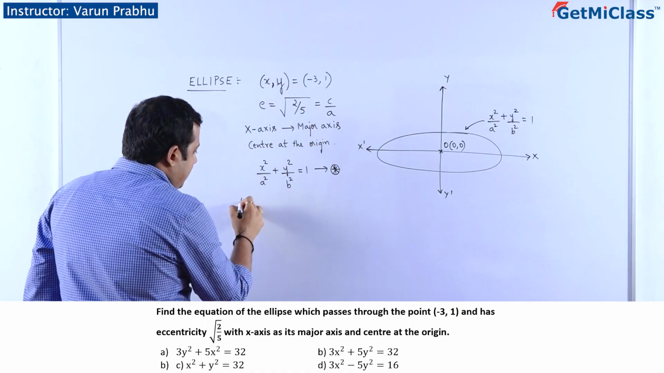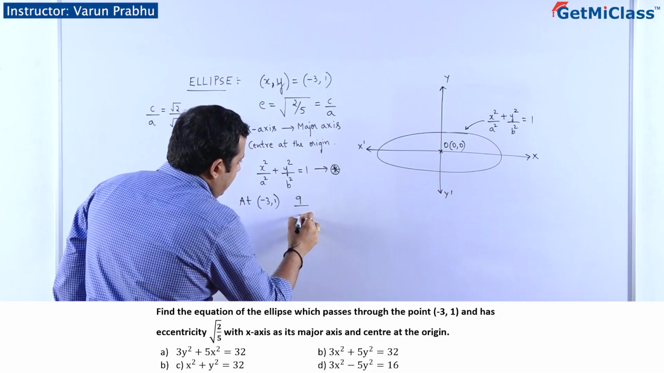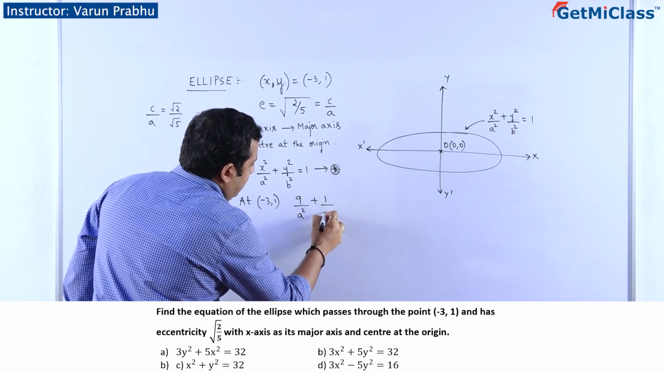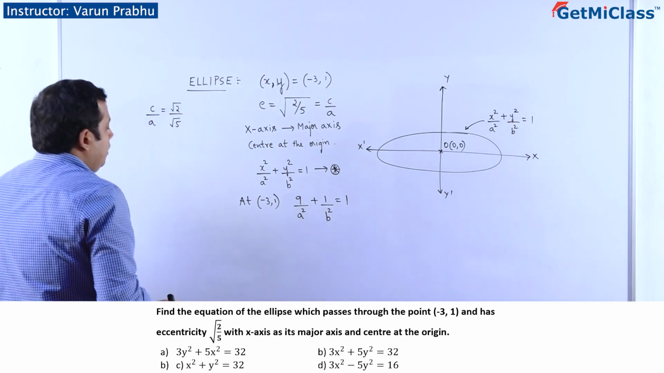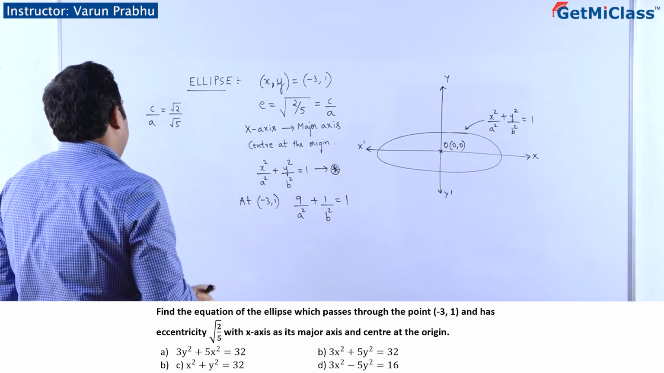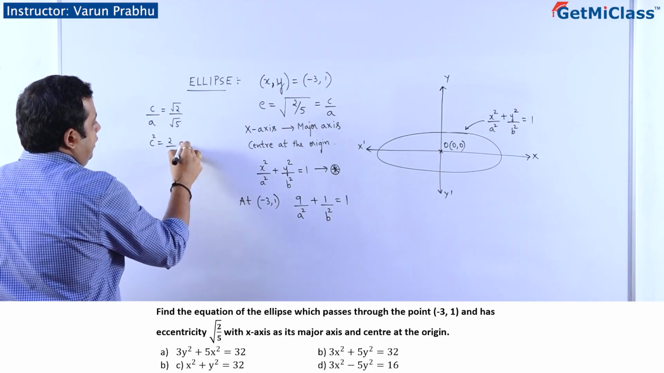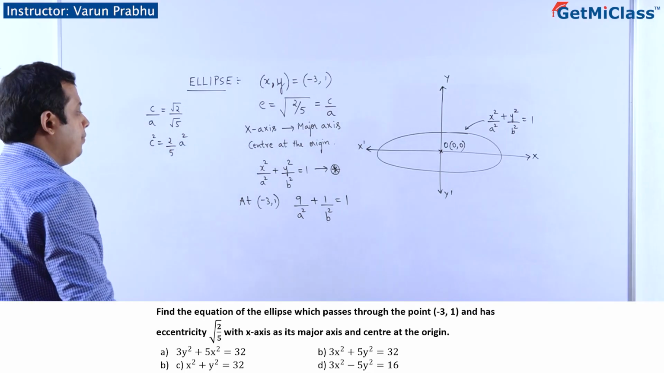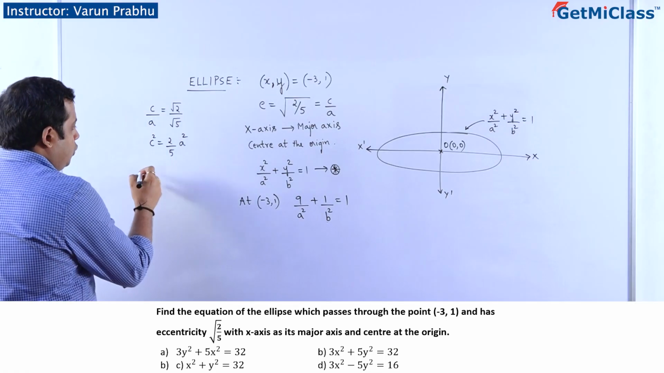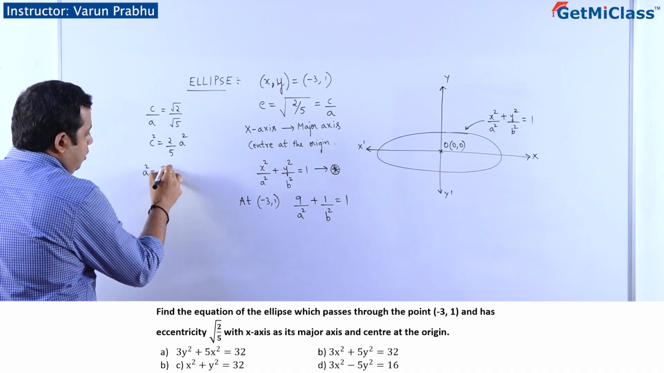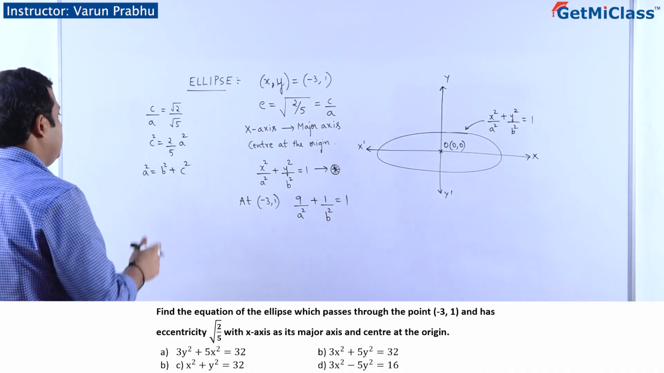Now at the point (-3, 1), I can say 9 divided by a square plus 1 divided by b square is equal to 1, correct? So we can say now c square is equal to 2 divided by 5 times a square, right? So we also know that a square is equal to b square plus c square, correct?